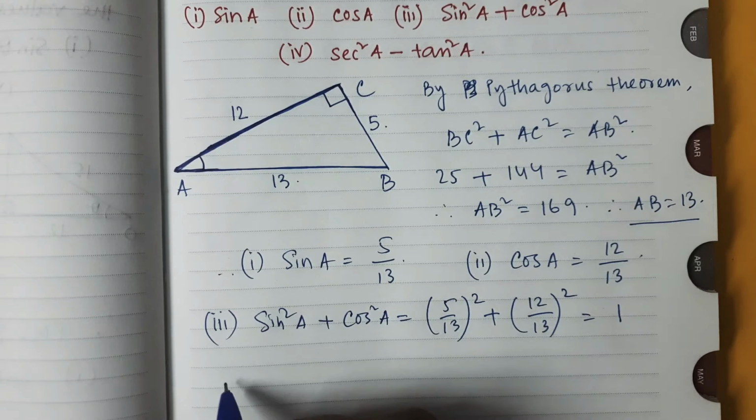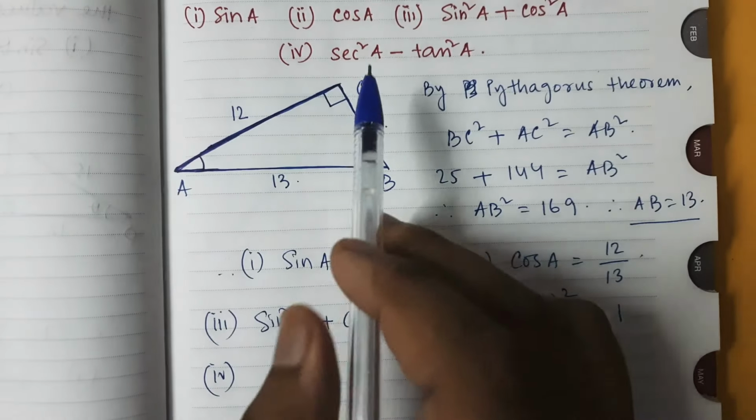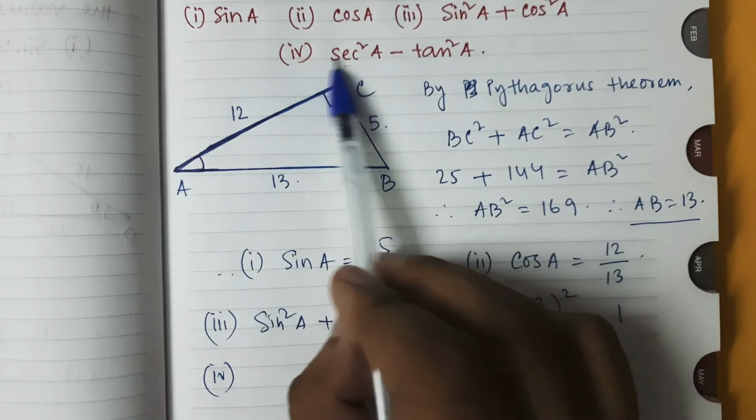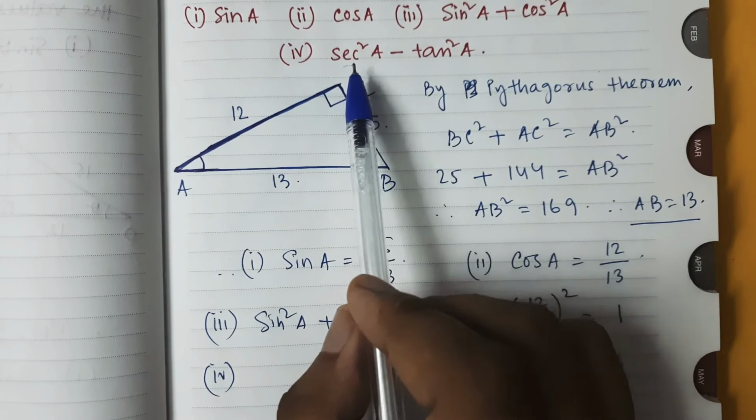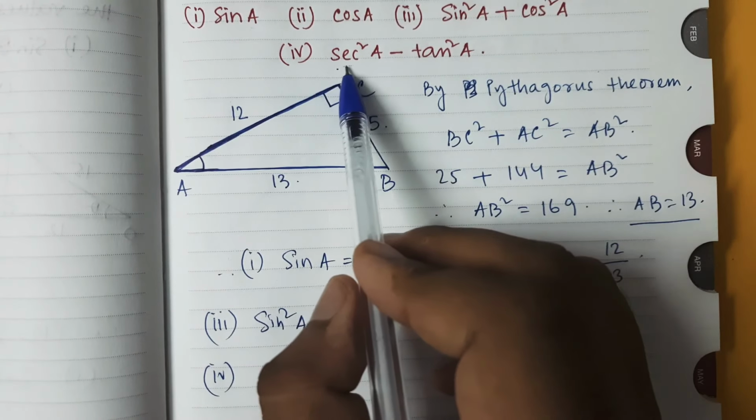Now this part 4 here. Whenever you have some kind of big expression, you always calculate the terms first.